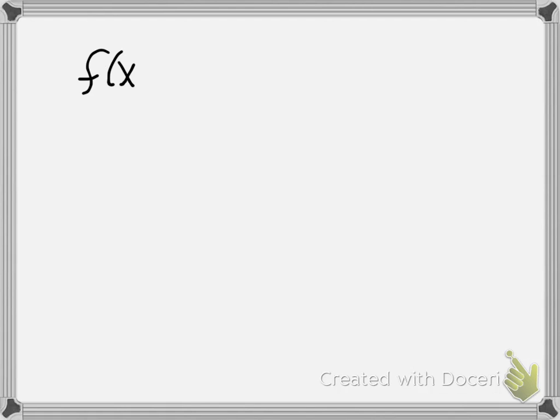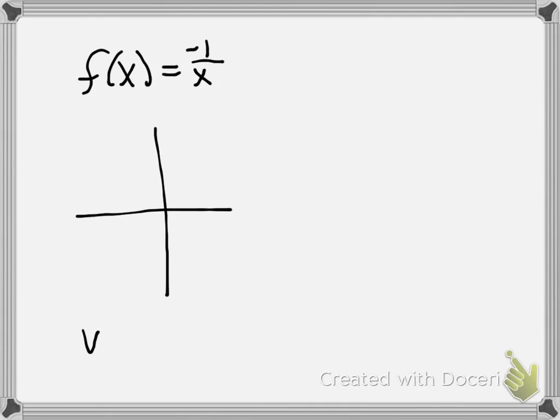Alright, so let's try f of x equals negative 1 over x. We'll just do the very, very basic one. So this one's going to have a vertical asymptote at x equals 0, because I'm not going to the left or right, and a horizontal asymptote of 0 as well, because it's not going up or down.